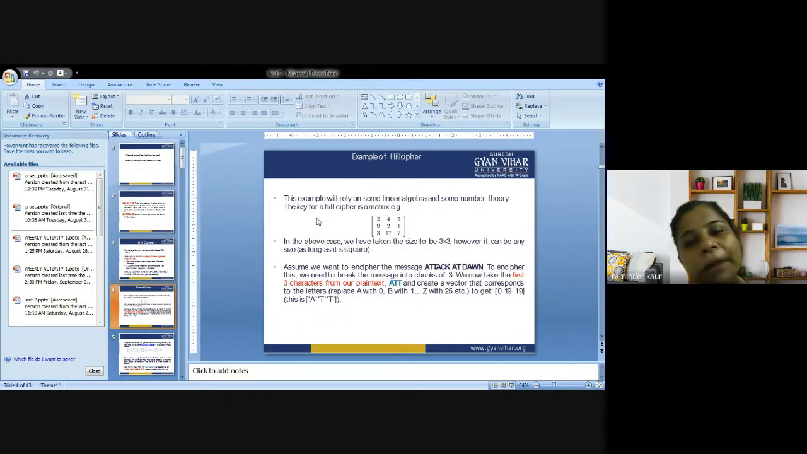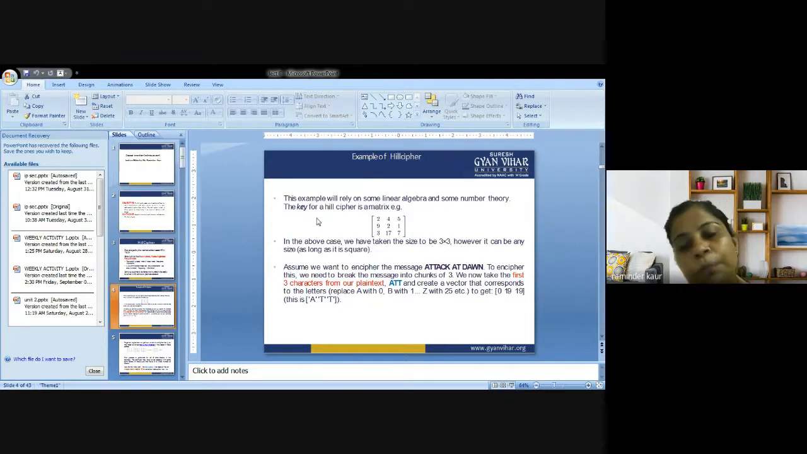Next, this is a practical example of the Hill cipher. In this example, we rely on some linear algebra and some number theory. The key for the Hill cipher is a matrix, this one, 2, 4, 5. Now, how are we going to select 2, 4, 5? Whatever key is given to us, we convert the characters into mathematical form. If it is 2, in A, B, C, D, it is C. If it is 4, then it is E. If it is 5, then it is F. The same is the case here.